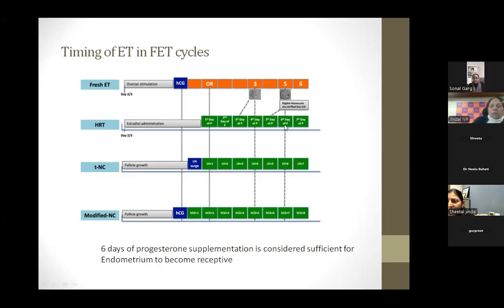We all know this. And usually it is said that 6 days of progesterone supplementation is sufficient to make the endometrium receptive. There are various papers on it. So that is why a blastocyst transfer is planned on the 6th day, or maybe on the 7th day, depending on the growth of the embryo which you have.